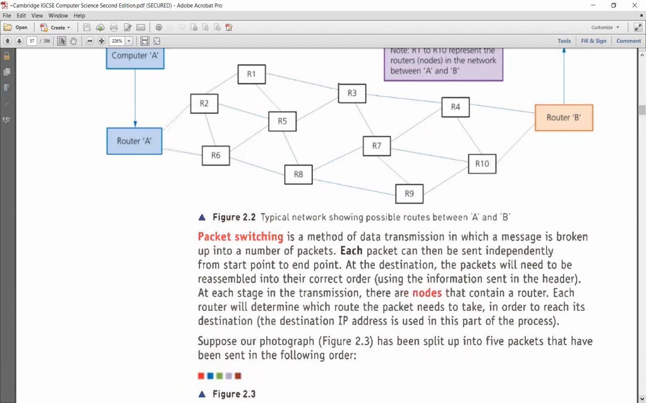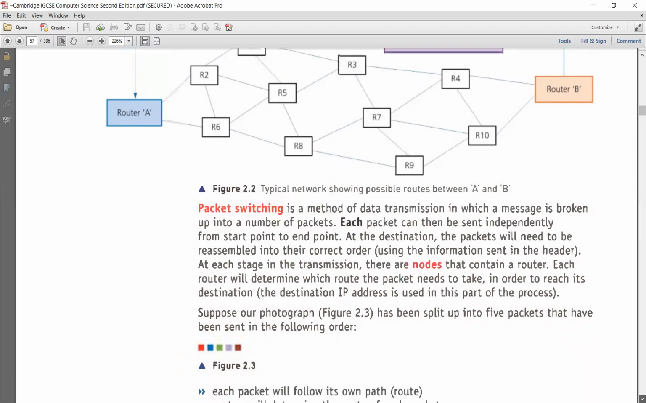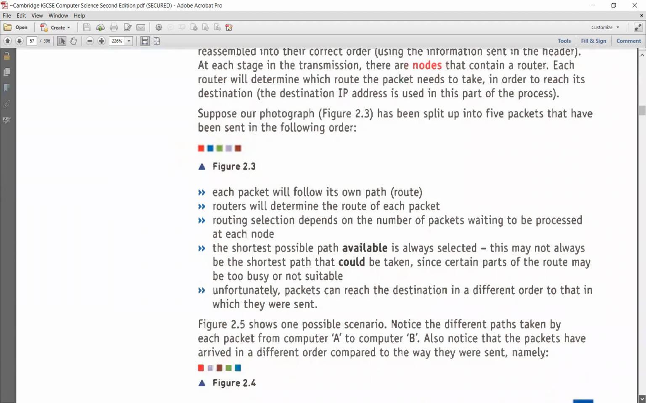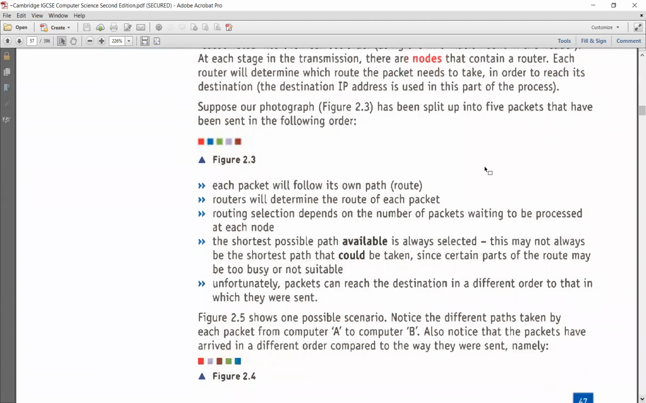It may happen that some packets arrive out of order, and that is why identification of the sequence number is important, because the packet that was sent in the beginning may arrive at the end, or vice versa. So on the receiver's end, the packets are going to be reassembled once again. Now you can see that 5 packets have been sent.